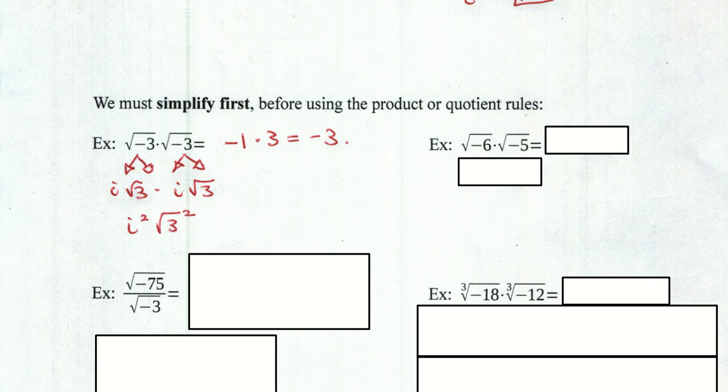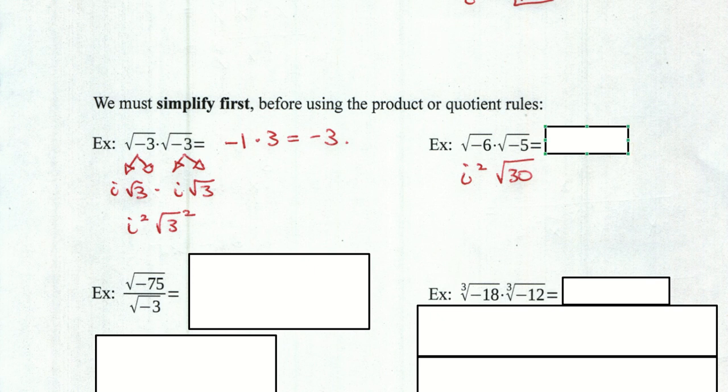Okay, let's work through this again with another example. Here is the square root of negative 6 times the square root of negative 5. And we're going to do the same thing. We're going to simplify that. The two i's come out as an i squared. And then we're going to multiply the 6 times the 5. Of course, 6 times 5 is 30.